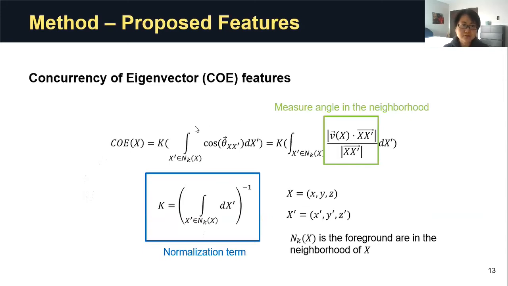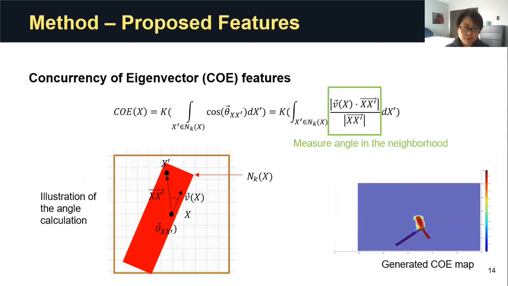The third feature is concurrency of eigenvector. Basically, it's measuring the angles in the neighborhood, to enforce the current point to be as close to the centerline of the blood vessel as possible. Here is an intuitive illustration of what is happening.